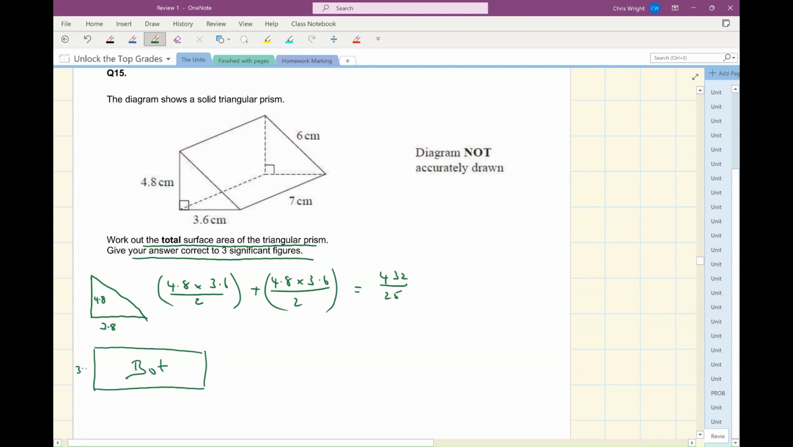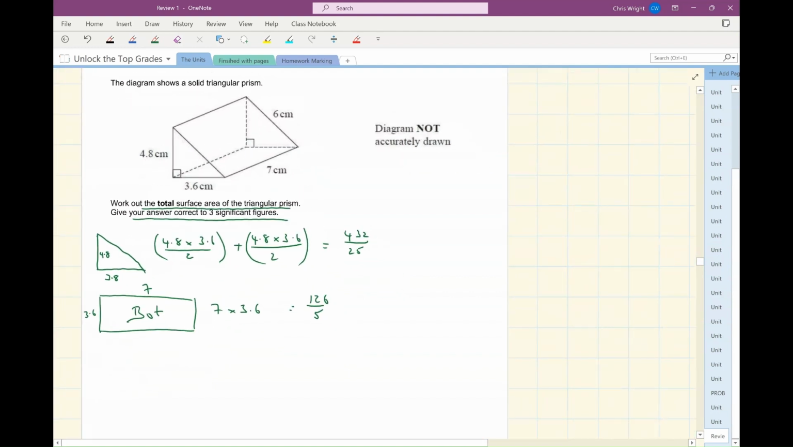Okay, 3.6 by 7. 7 times 3.6 equals 126 over 5. So I've done the ends, I've done the bottom, I've got the side. Now the side is a rectangle as well, isn't it? This is the back here, I'm talking about this side here, okay? Right, so what does that measure? 4.8 by 7, okay? 7 times 4.8 is 168 over 5.